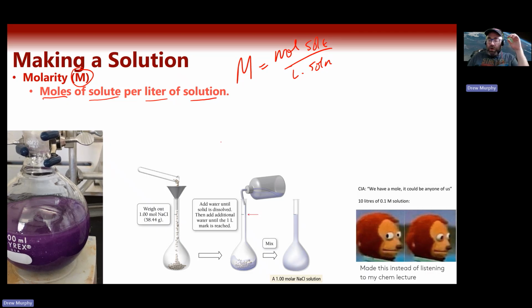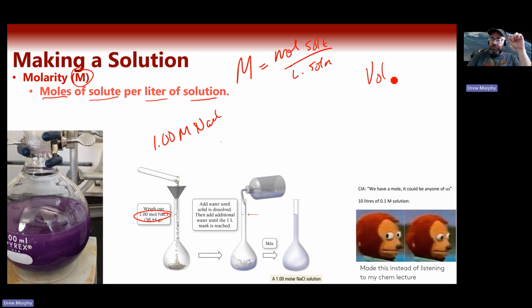So here they want to make 1.00 molar NaCl. So what they do is they weigh out 1 mole of sodium chloride into a volumetric flask. Now the volumetric flask is specific for a particular volume, so we want to remember that too. And they come in various sizes.